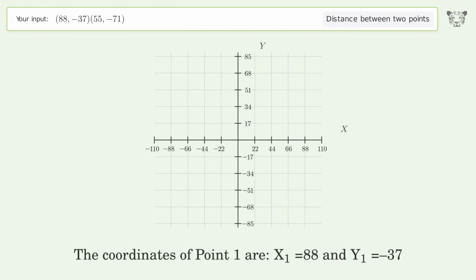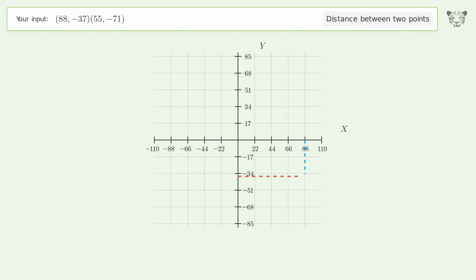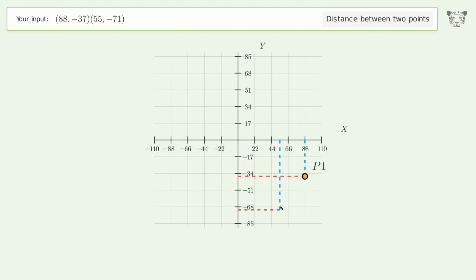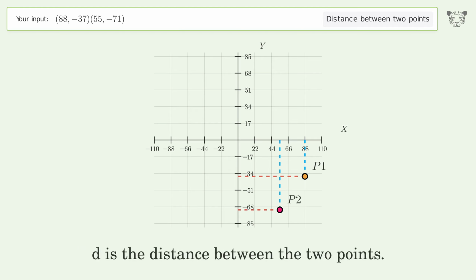The coordinates of point 1 are, x1 equals 88 and y1 equals negative 37. The coordinates of point 2 are, x2 equals 55 and y2 equals negative 71. D is the distance between the 2 points.